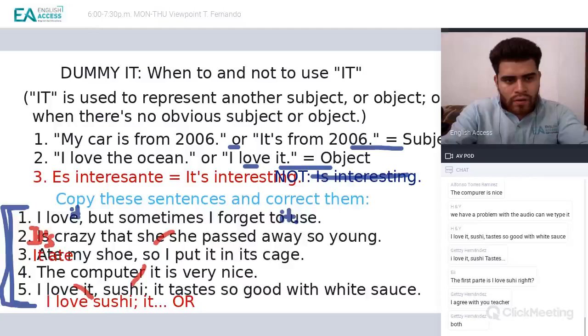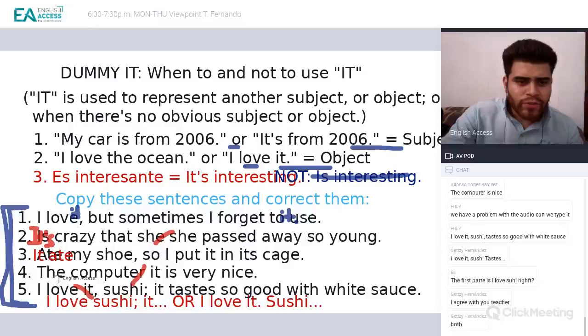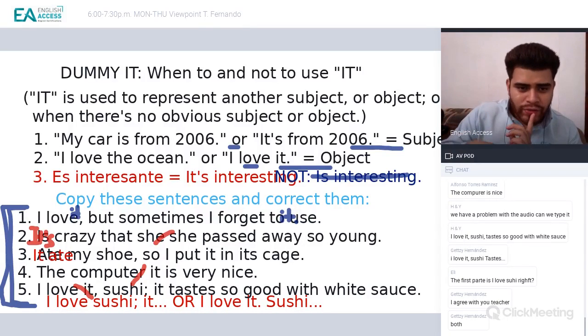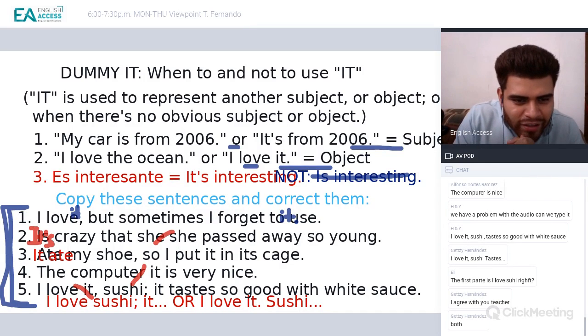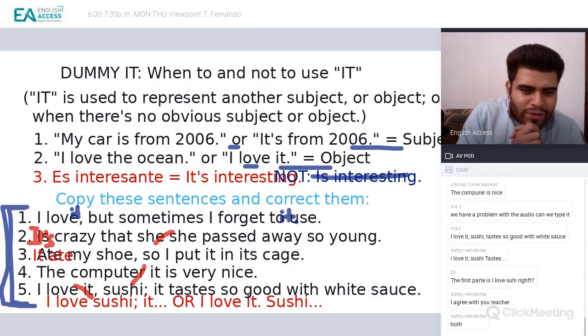Or I love it. Sushi... Okay, so there were 3 different ways to do this. I love sushi. It tastes so good with white sauce. Or I love sushi. It tastes so good with white sauce. And oh wait, well, the first thing and the second thing is the same thing, huh?